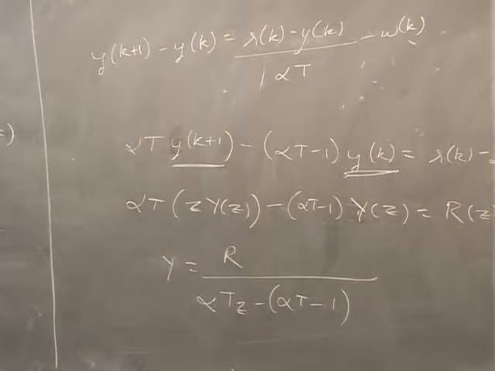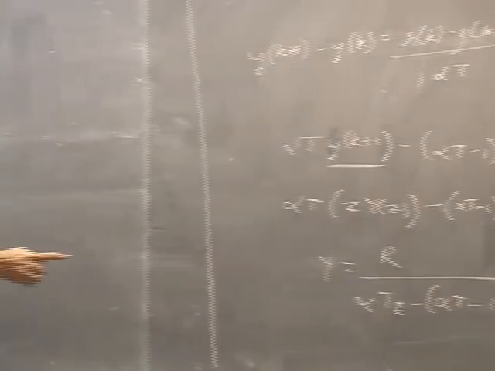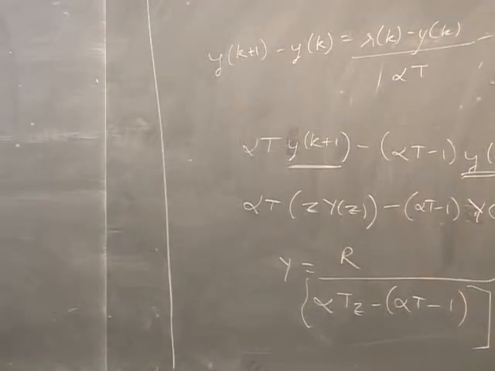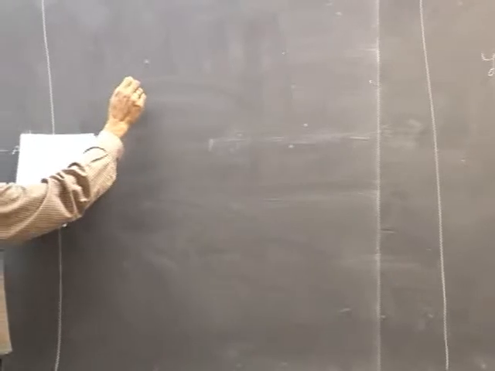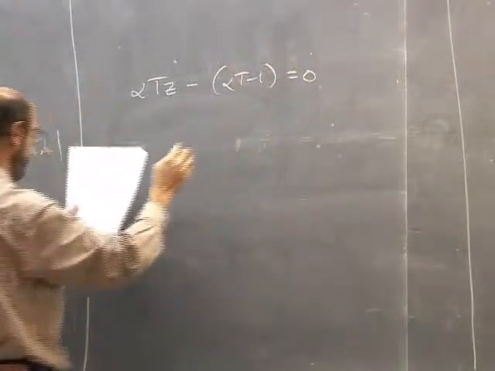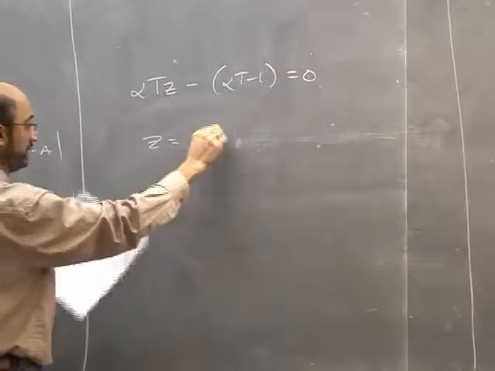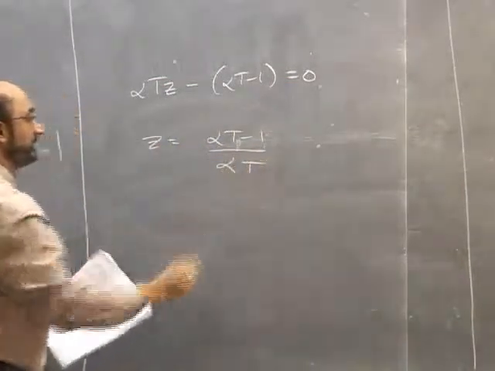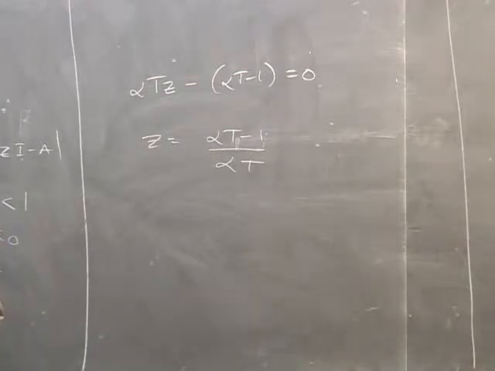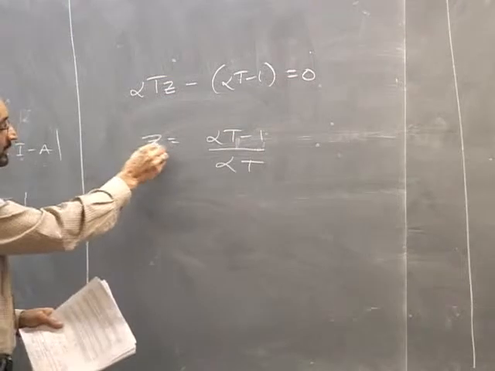I'm skipping some steps here, but from this we find that the poles are where the denominator is equal to 0. So the poles are set when alpha t z minus alpha t minus 1 equals 0, and this is when z equals alpha t minus 1 by alpha t. We're basically saying that the poles are the values of z for which the transform has infinite value, which is this.